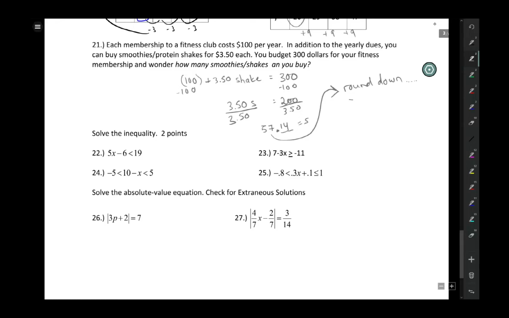Meaning that you can only buy 57 shakes max.